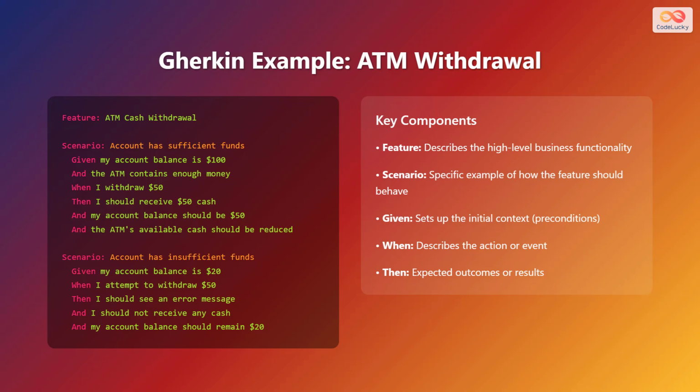The key components of this are feature, which describes the high-level business functionality. Scenario, which is a specific example of how the feature should behave. Given, which sets up the initial context or preconditions. When, which describes the action or event. And then, which describes the expected outcomes or results.